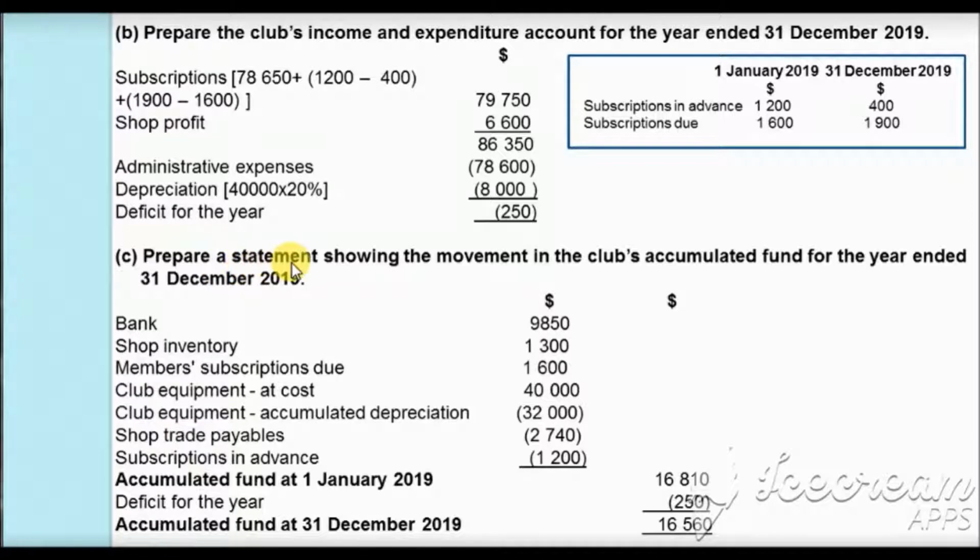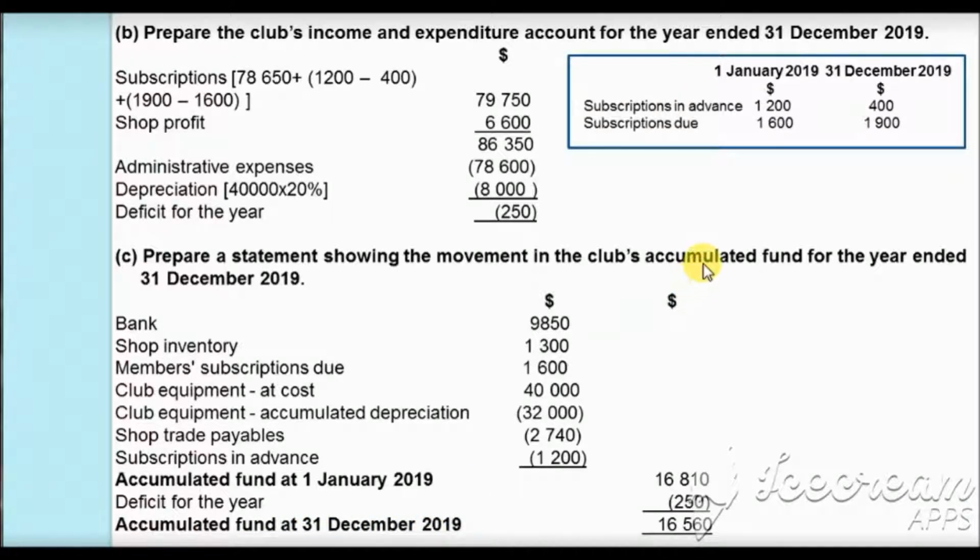In the C bit of the question, we are asked to prepare the statement showing the movement in the club's accumulated fund for the year ended 31st December 2019. To show the movement in the club's accumulated fund, first we have to calculate the opening accumulated fund, which is the accumulated fund at 1st January 2019. To this we add the surplus for the year if we have a surplus. However, in this question we have a deficit for the year, hence we will subtract it. We will get the closing accumulated fund, that is the accumulated fund at 31st December 2019.